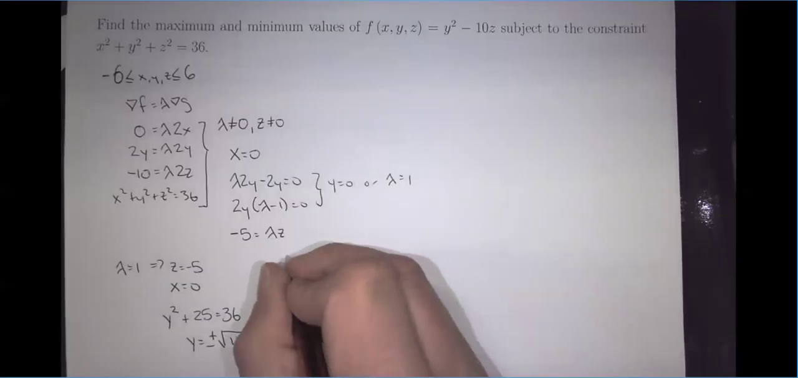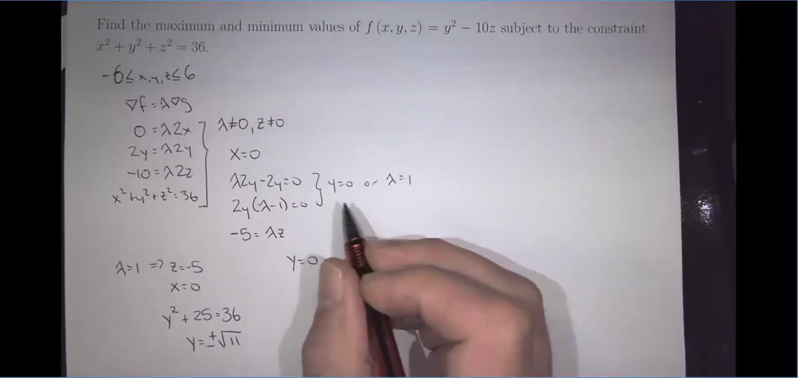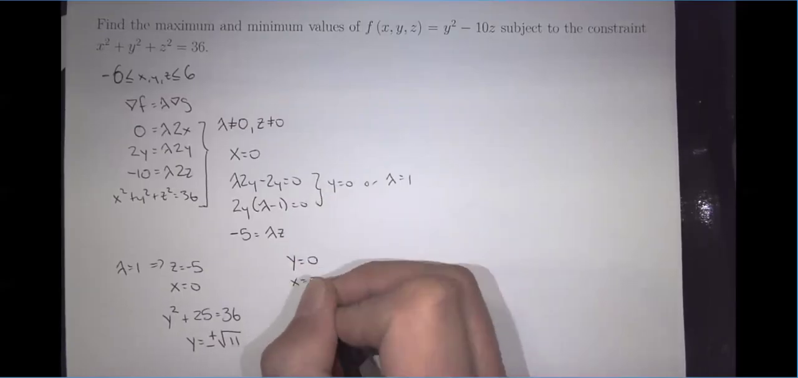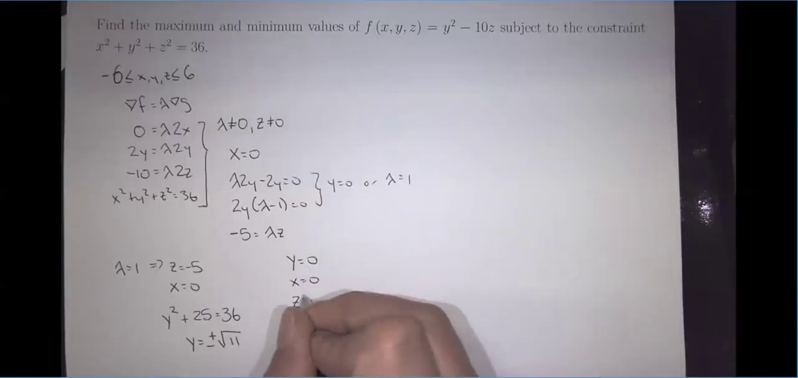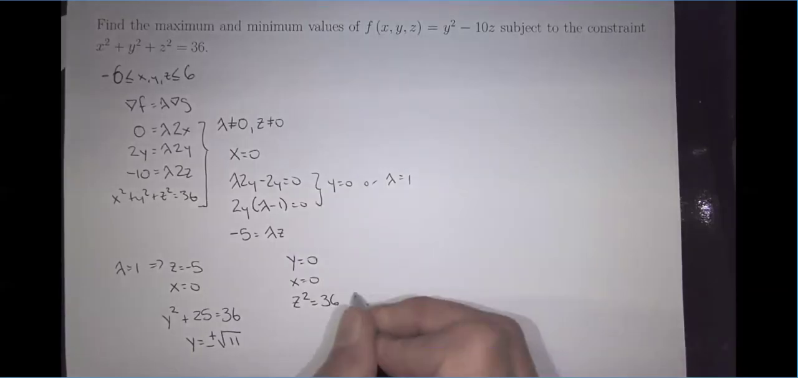Now, if y is equal to 0, then we also know that x is equal to 0, which means z from the third equation is equal to plus or minus 6.